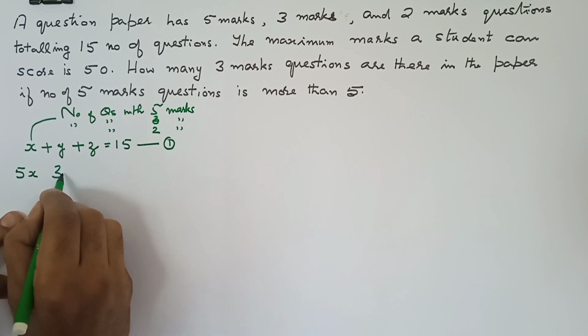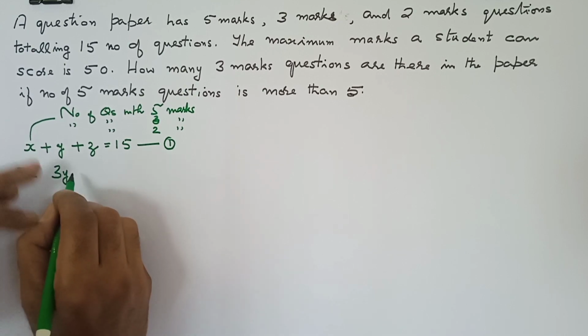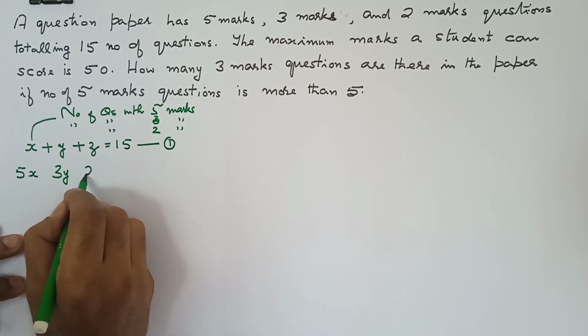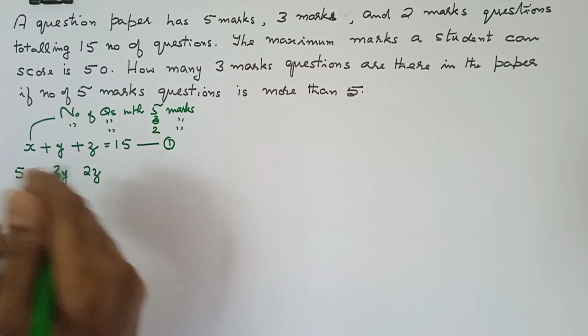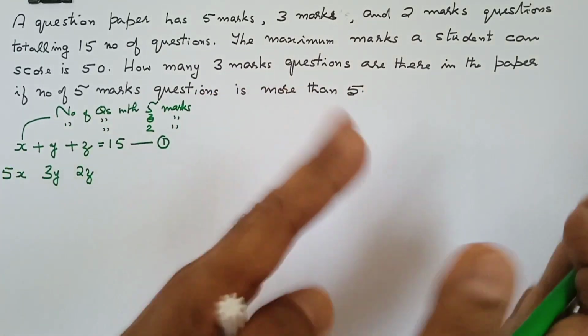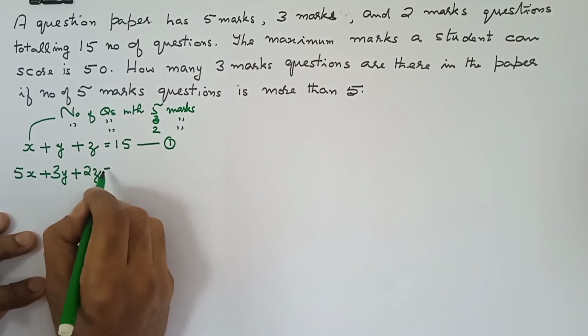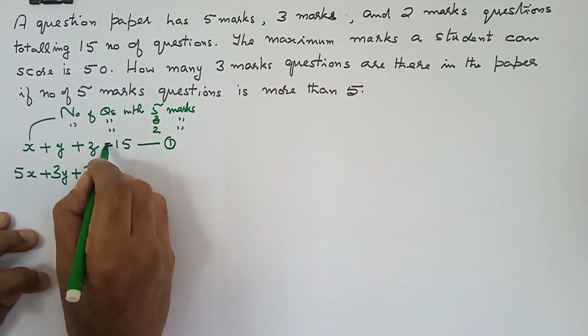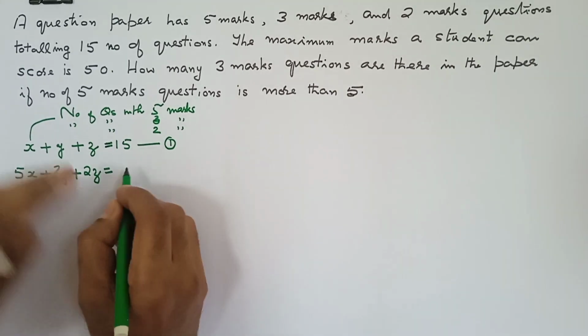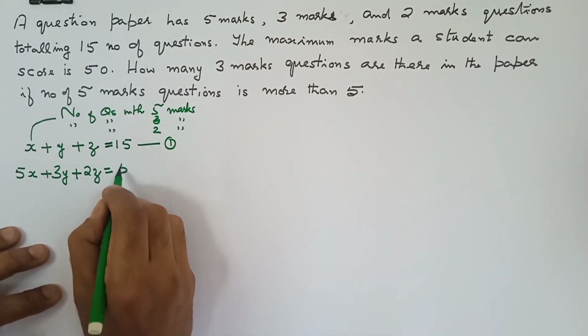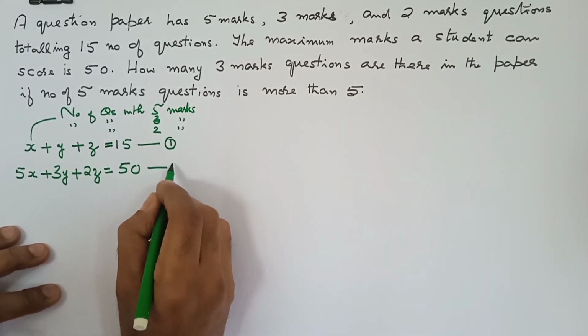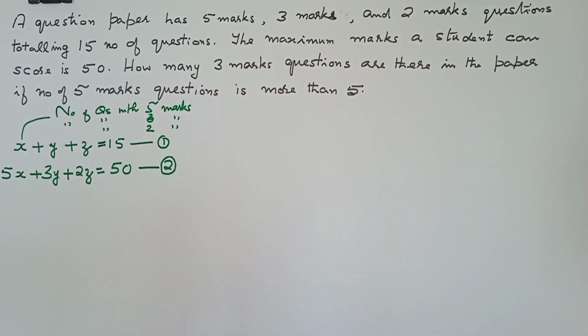Similarly, 3y is what he gets in the 3 marks segment. Similarly, 2z what he gets totally in the 2 marks segment. If you total them, you get the total maximum score a student can have, which is given to be 50. So you write that 50 here. So you got the second equation.